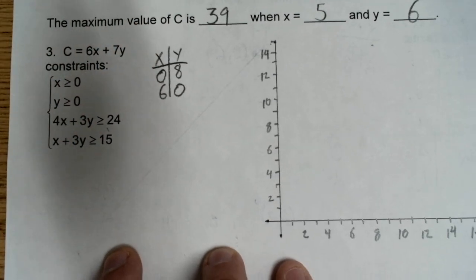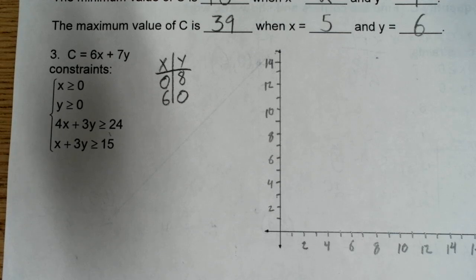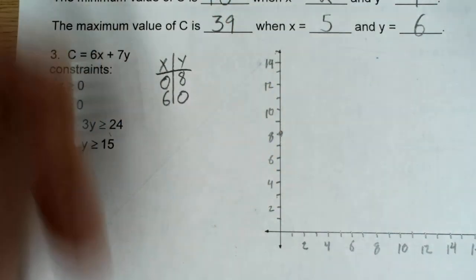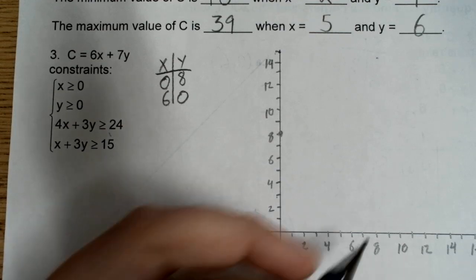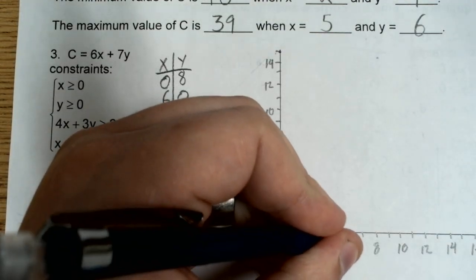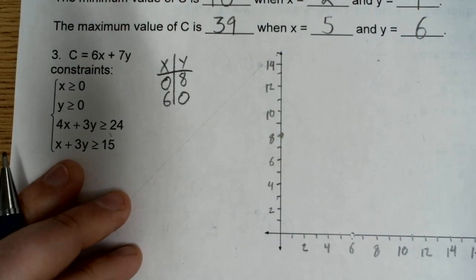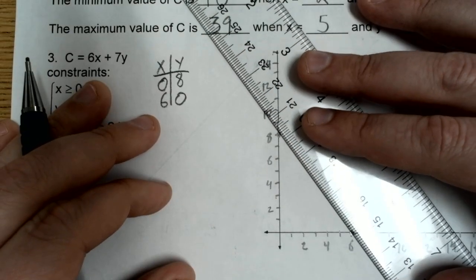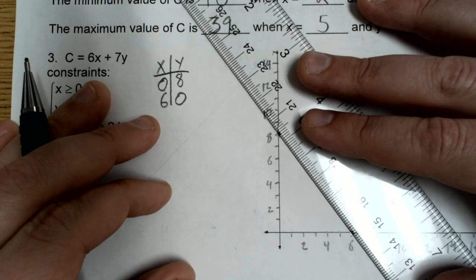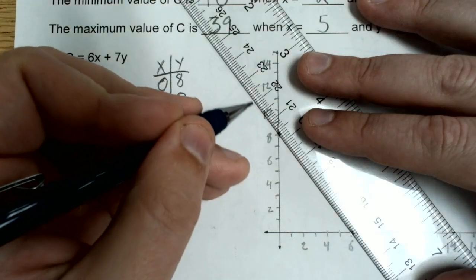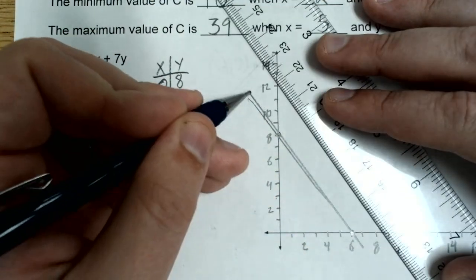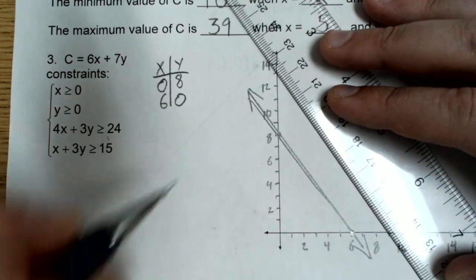So let's go ahead and graph that line. I've got over 0 up 8, gives me that point there, and across 6 up 0 gives me that point there. Again, it's greater than or equal to, so I'm doing a solid line that goes through those 2 points best I can do. Got it right there.